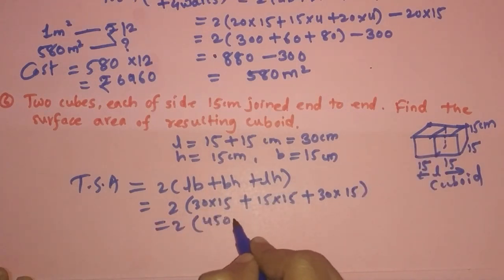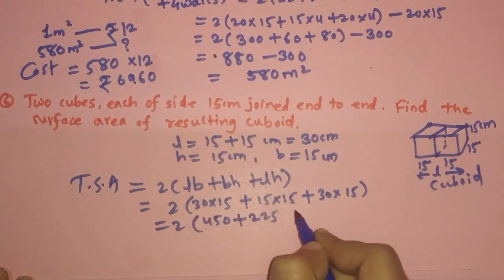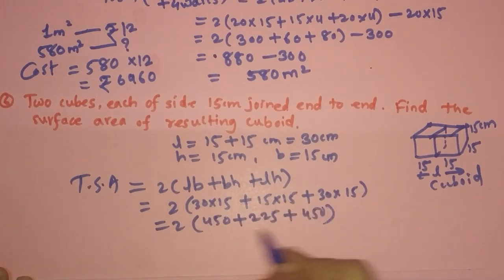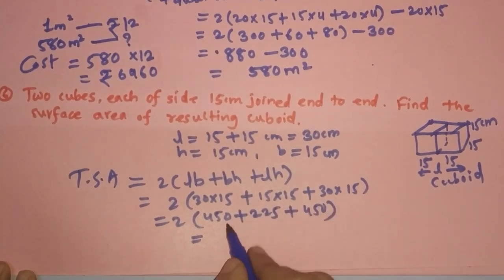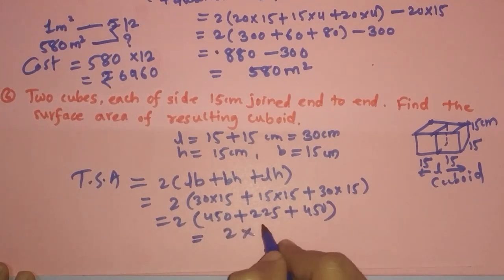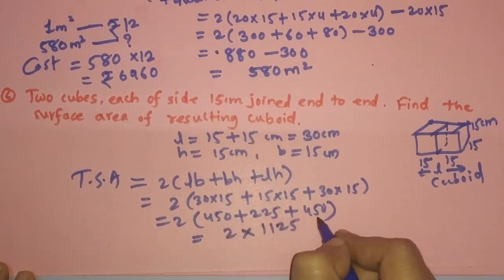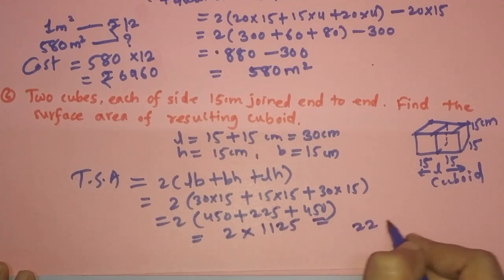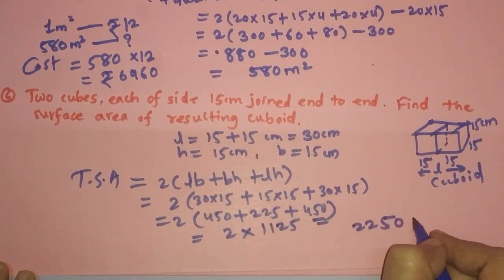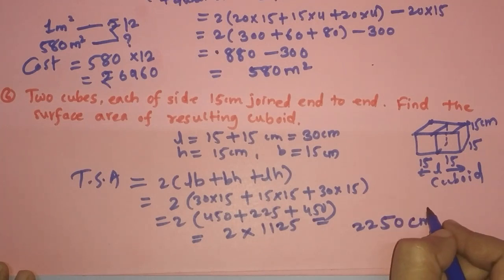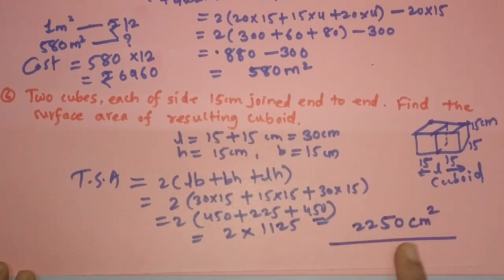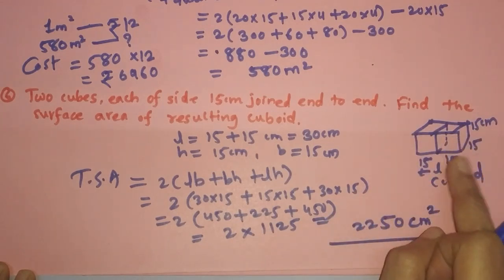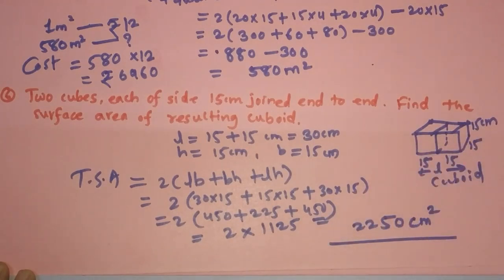So we'll do it here. After all this addition we'll get twice of 1125, which is nothing but 2250. These are all in centimeters, so it will be centimeter square. So this is the final total surface area of the resulting cuboid, which is formed by joining these two cubes.